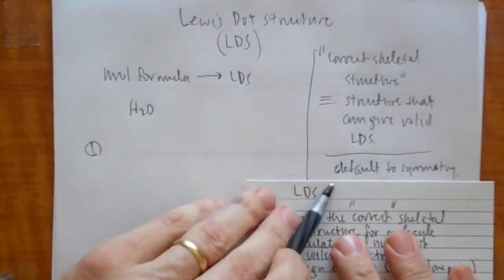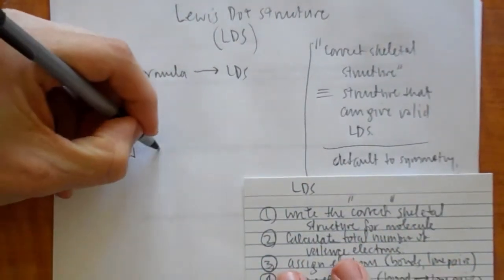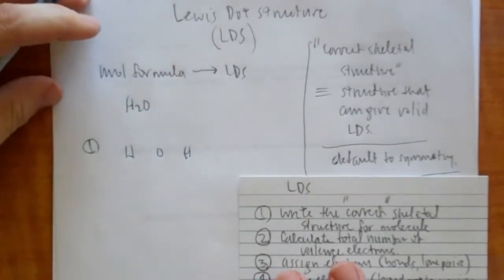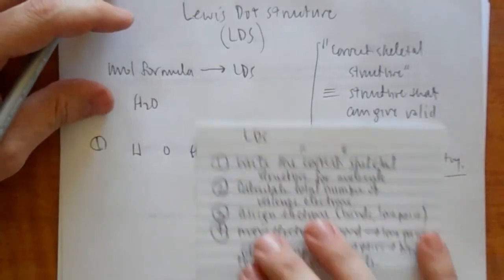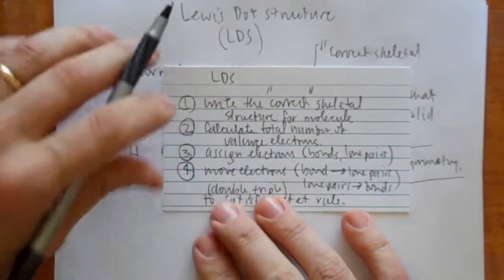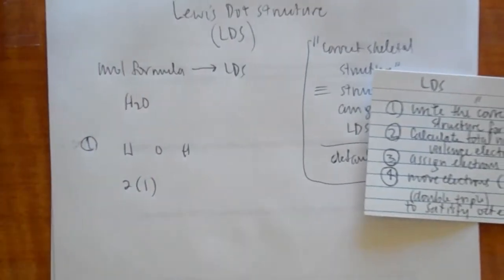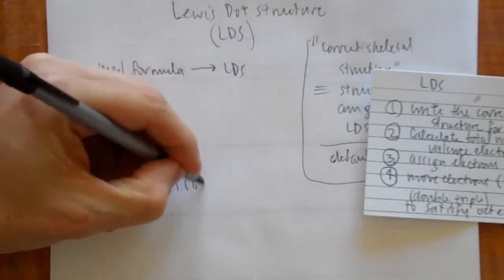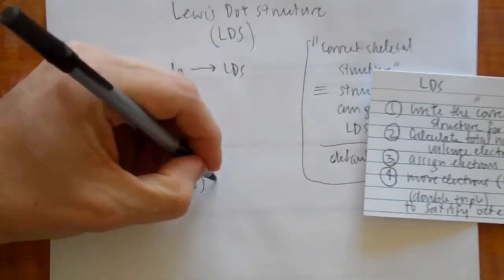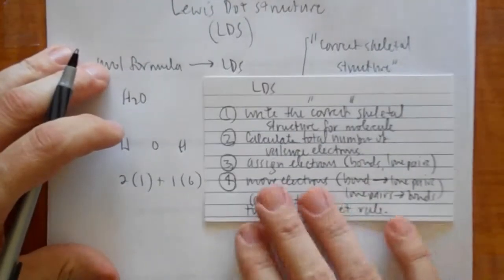I'm going to say default to symmetry. It's just a guess. Your first thing is a guess. So I'm going to say H, O, H. Can you see how that's symmetric? Now the second step is to calculate the total number of valence electrons. There are two hydrogens, and each has one valence electron, that's one electron in its outer shell. And there's one oxygen, which has 6 electrons in its outer shell. So this gives us a total of 8 valence electrons.